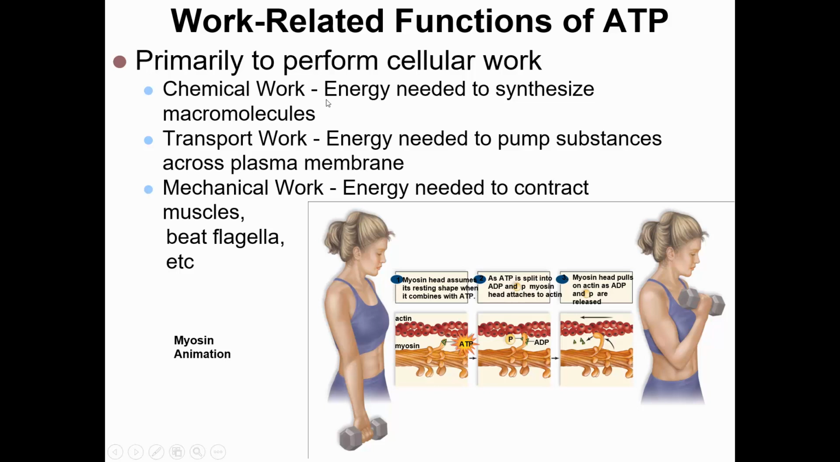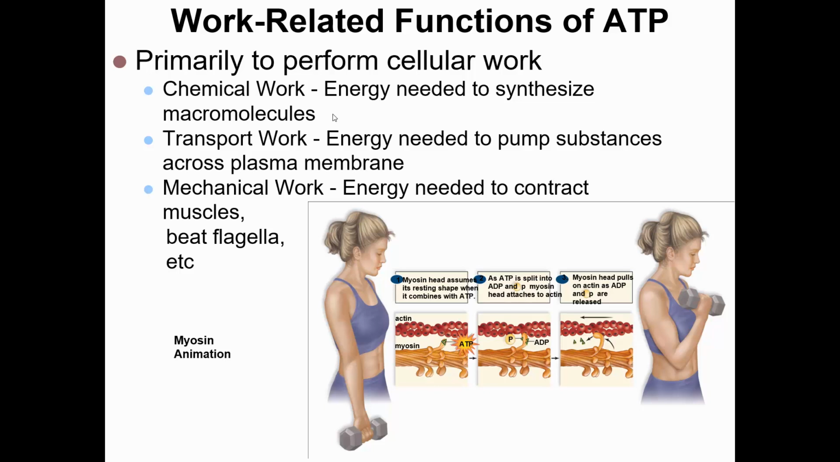Chemical work. So, for instance, the energy that's needed to synthesize macromolecules. Take hemoglobin as an example. You are producing 2 million red blood cells per second. Each one of those red blood cells has over 1 million hemoglobin proteins. And all the energy that is required to synthesize each of those hemoglobin proteins is provided by ATP.